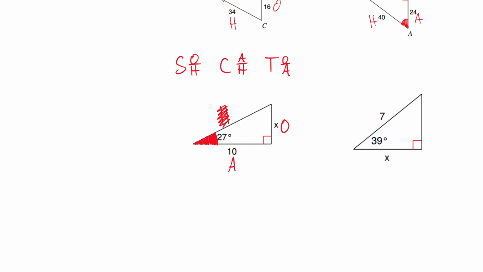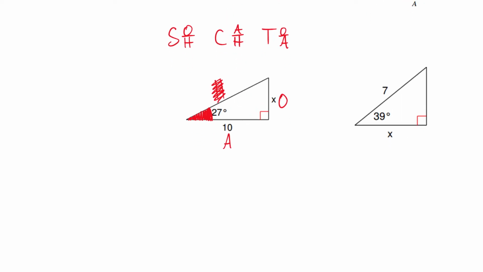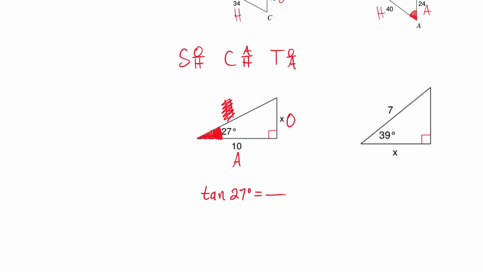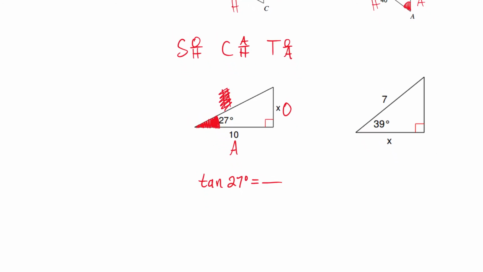Okay, so this is like what we did yesterday. I'm going to go tangent of 27 degrees equals, okay, so now on the tangent TOA, I'm going to put the opposite on top. Every time, the opposite always goes on top. How long is the opposite? X. How long is the adjacent? 10.